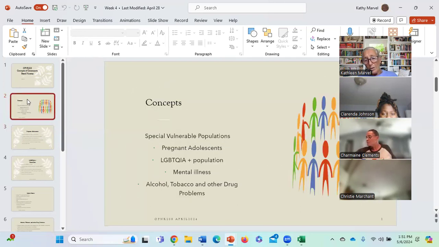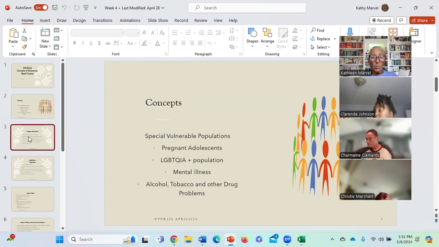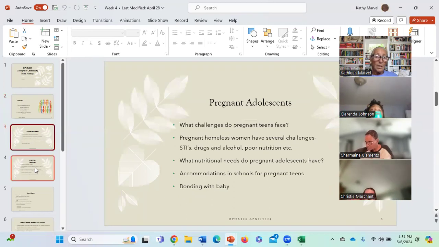So week 4, we covered special vulnerable populations. You had readings in the book. The Canvas readings for week 4 are good readings: pregnancy, LGBTQ, and I think it was mental illness. Really good Canvas readings. So this is what we're covering. Let's talk about pregnant adolescents for a minute.